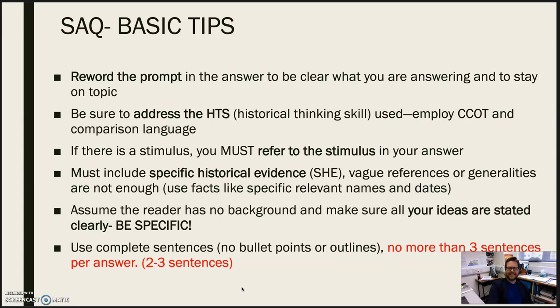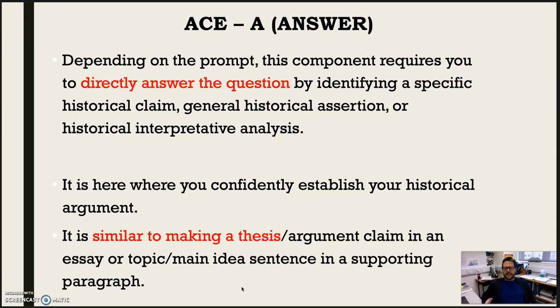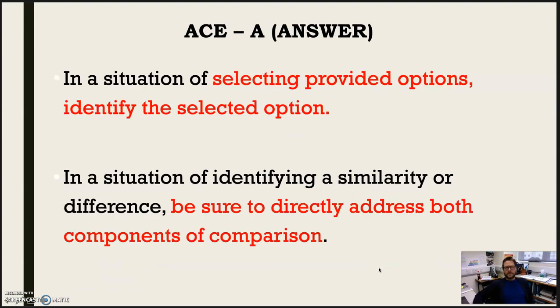All right, so let's look at ACE. Answer: directly answer the question by identifying a specific historical claim or general historical assertion. Just answer the question. It is similar to making a thesis, an argument or claim. In a situation of selecting provided options, identify the selected option. In a situation of identifying similarities or differences, be sure to directly address both components of the comparison. So if we're looking at that, have some similarities and differences that you're addressing.